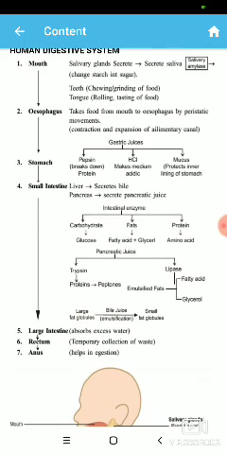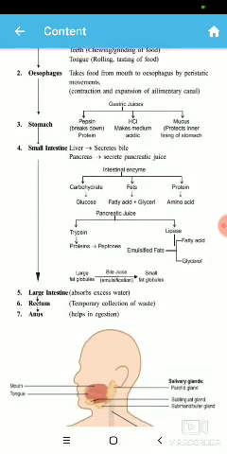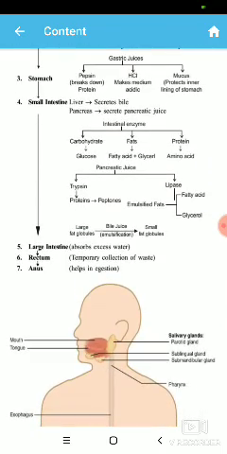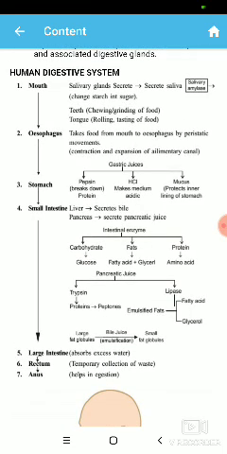Then the food pipe, also known as the esophagus, takes food from the mouth to the stomach by peristaltic movements. Peristaltic movements are the contraction and relaxation of the food pipe. Now, from the esophagus, by peristaltic movement, the food goes into the stomach.